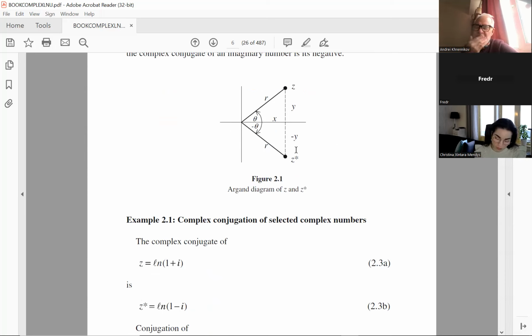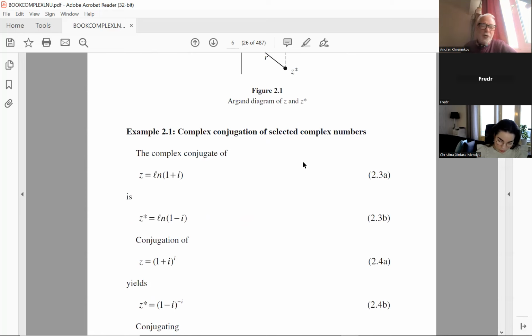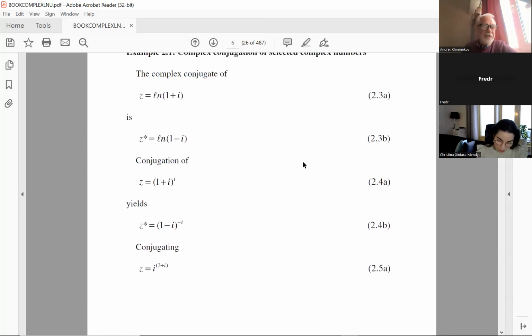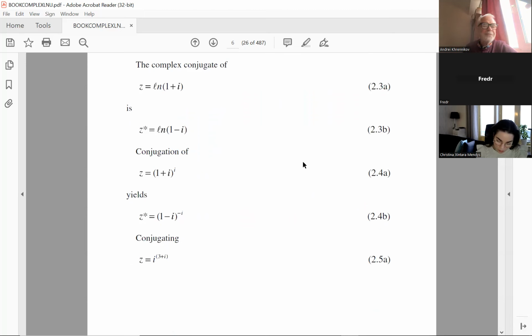In the majority of books, people never use the star. Maybe in engineering they use it, but even in physics, typically they use a bar over z. Otherwise you would be surprised by other books. Example 2.1, don't try to consider it, because the complex logarithm is a very complex function.